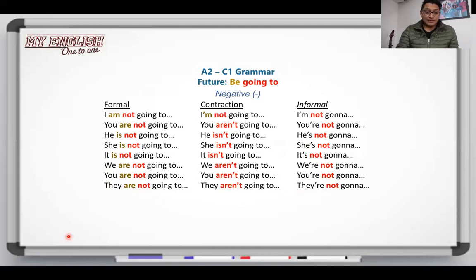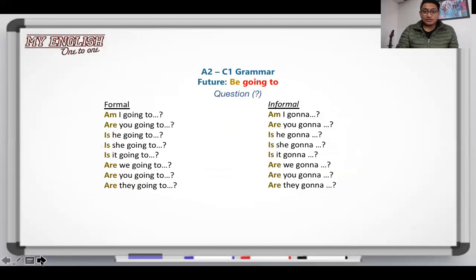Okay, so this is the negative form. And now let's jump to the question form. Here we will present a formal and an informal way. You just put the verb to be in the beginning. That's it. Am I going to jump? Are you going to go? Are you going to jump? Is he going to? Is she going to? Is it going to? Are we going to? Are you going to? Are they going to? Remember, the verb to be goes first.